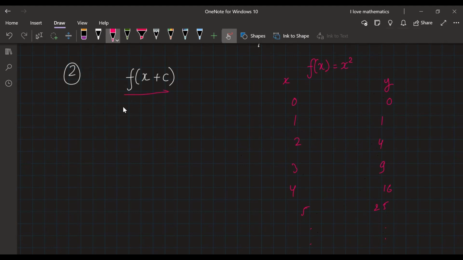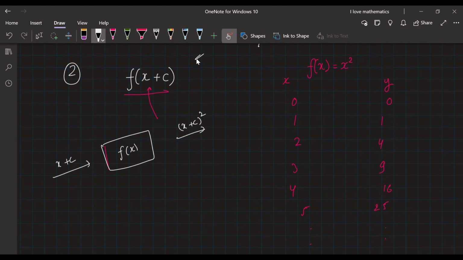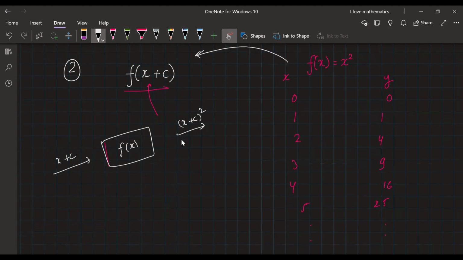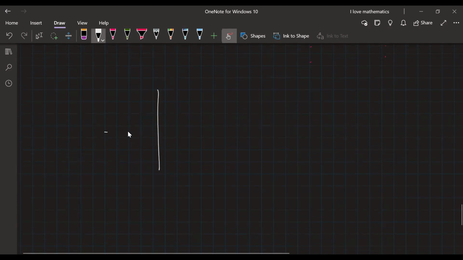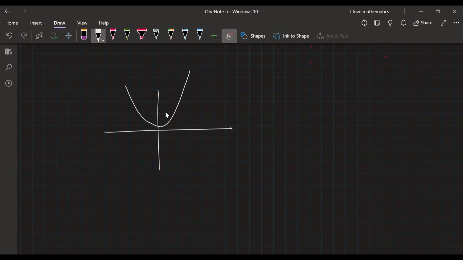By definition, it is a function which takes the value x plus c and gives its square. So it's a function which takes the value x plus c and squares it. With respect to this, we are watching the graph of f of x, which is x squared. Now, what would the graph of f of x plus 1 look like?